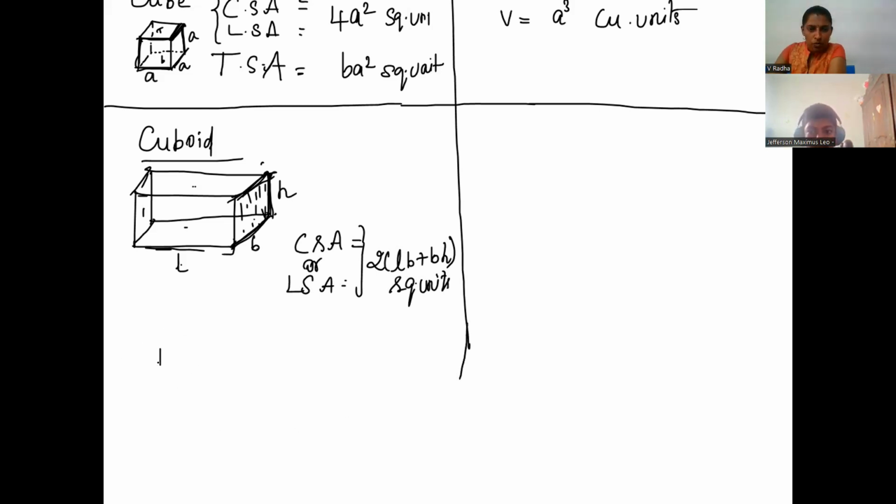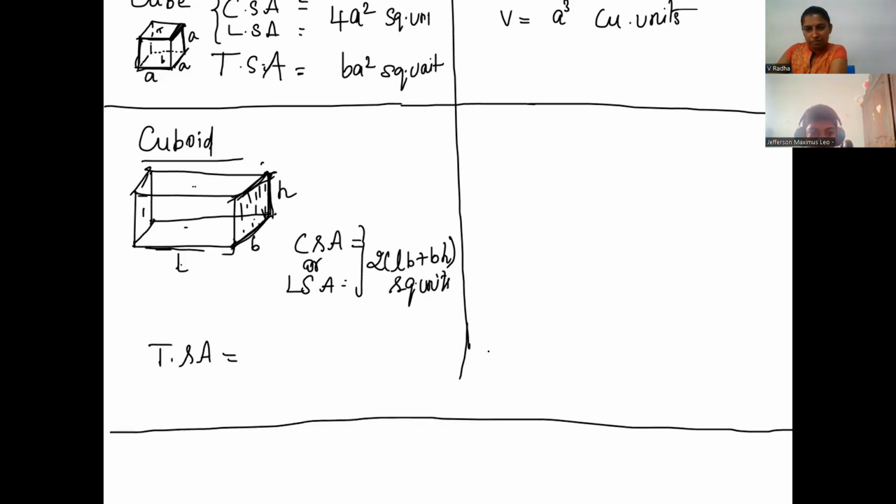Now we move to TSA, the total surface area. Please tell me, what is the formula for TSA of a cuboid? Ma'am, I don't know the formula for TSA of a cuboid.